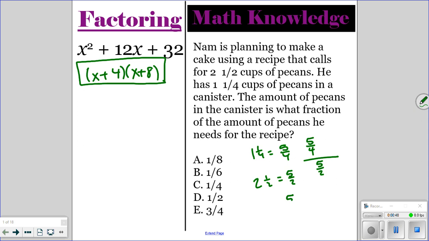So whenever we're doing 5/4 divided by 5/2, you change that into multiplying by the reciprocal. So that's going to become 2 over 5. And then these 5s will cancel, and we're left with 2 over 4, which is equal to 1/2. So he has half of the amount of pecans that he needs.